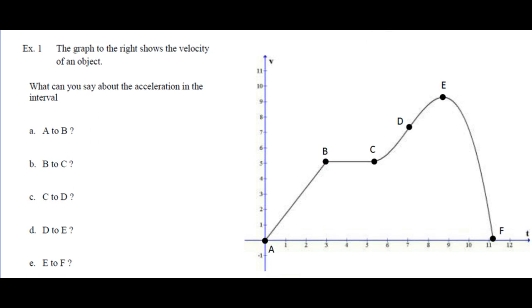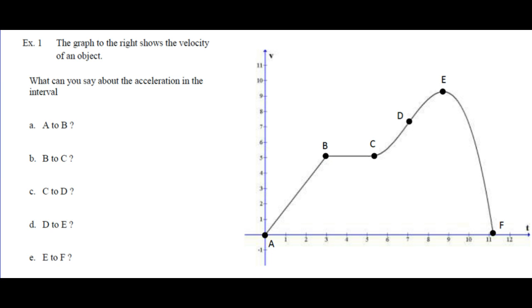The graph to the right shows the velocity of an object. What can you say about the acceleration in the interval from a to b? So what's the acceleration? What's the slope of that one? Constant and positive, right? So from a to b, the acceleration will be constant and positive.